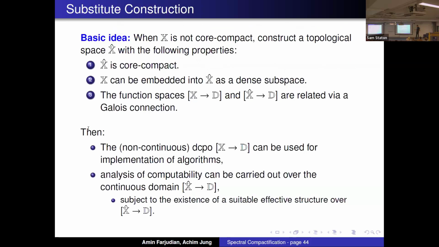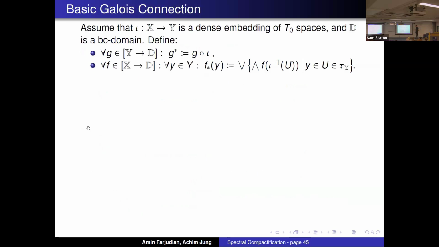Okay. What is this Galois connection that I mentioned here? It's actually a special case of a general Galois connection. For the general Galois connection, all we need is two topological spaces X and Y and a dense embedding of X into Y. Now, here I've written T0 spaces just to make the presentation simpler, but you can even weaken these conditions. But anyway, let's say T0 topological spaces, you've got a dense embedding of X into Y. And you define these two maps. One of them takes maps from Y to D and gives us a map from X to D by just composing it with this embedding. The one that goes from X to D to Y to D looks a little bit more unfamiliar, but for domain theorists, this is very close to what we know as envelope, I think.